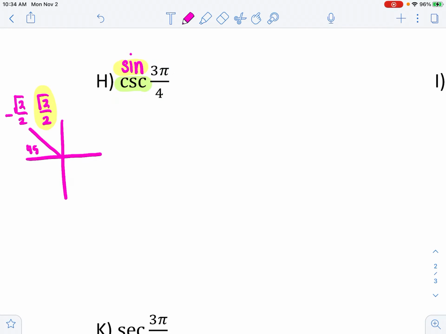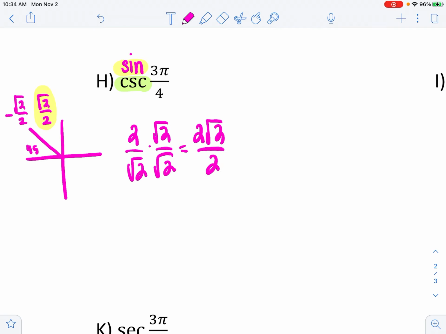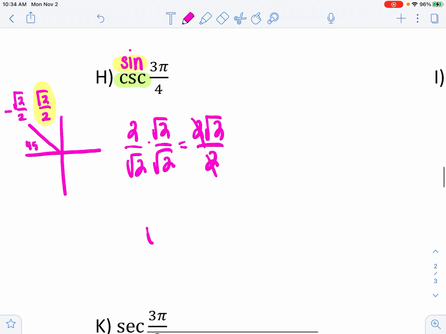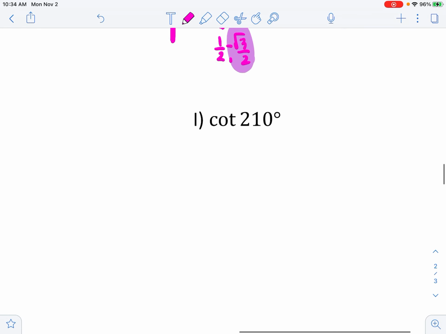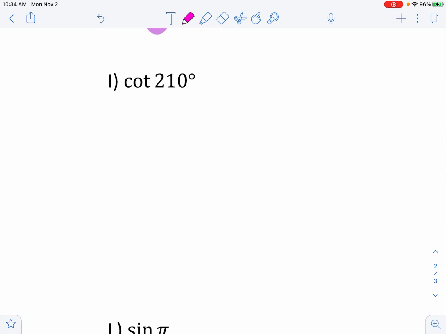Sine is root 2 over 2, but I want cosecant, which is the reciprocal. So I'm going to do 2 over root 2. Rationalize by multiplying by root 2 over root 2. I get 2 root 2 over 2, but that's simplifiable because 2 over 2 is 1. So my answer is root 2.